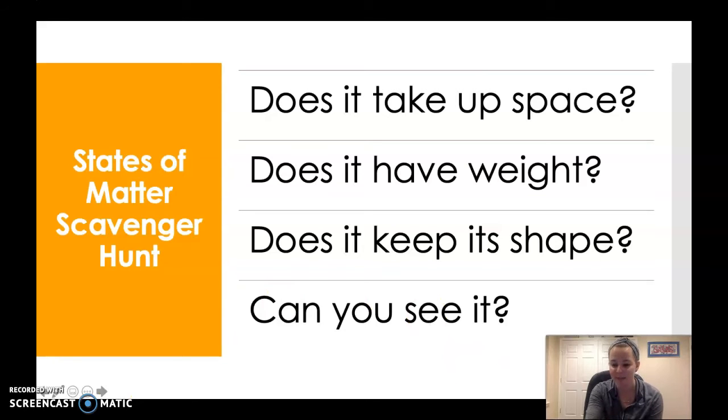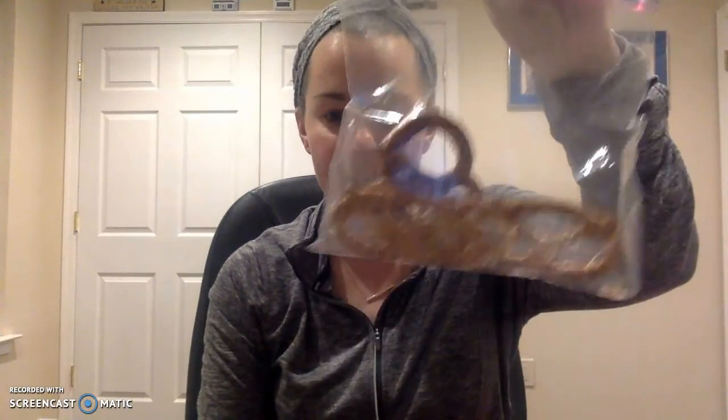I'll begin by demonstrating an example of each state of matter. First, I'll show the students an example of a solid. I will ask the 4 questions. Does it take up space? Does it have weight? Does it keep its shape? And can you see it? After discussing the 4 questions, we'll move on to our second substance.